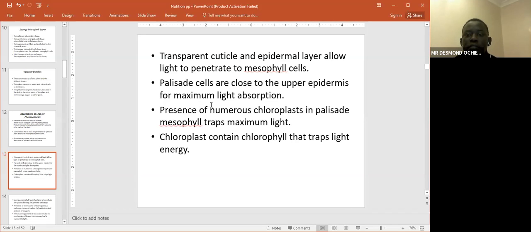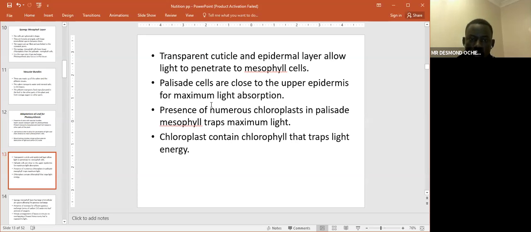Then the palisade mesophyll cells are close to the upper epidermis for maximum absorption of light. Remember, the palisade mesophyll cells contain the chloroplasts, and the chloroplasts contain chlorophyll. So the palisade mesophyll cells are close to the upper epidermis, and they contain a lot of chloroplasts for maximum light absorption.